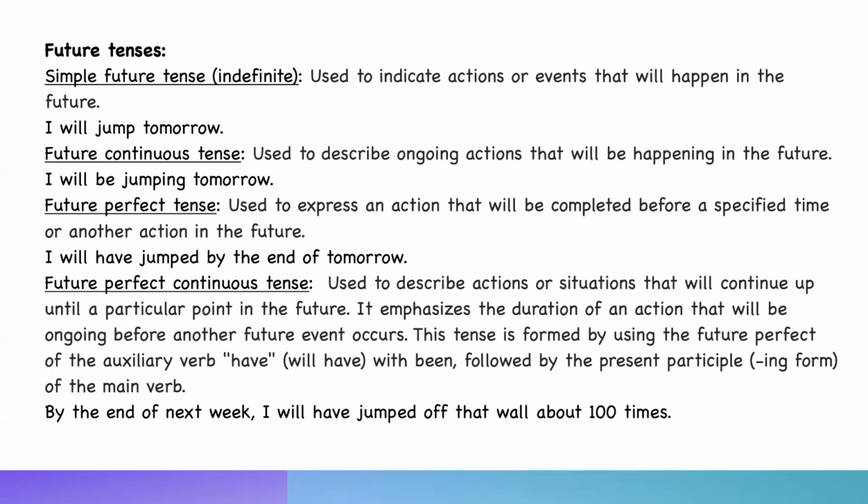Future perfect continuous tense is used to describe actions or situations that will continue up until a particular point in the future. It emphasises the duration of an action that will be ongoing before another future event occurs. This tense is formed by using the future perfect of the auxiliary verb have, that is, will have, with been, followed by the present participle ing form of the main verb. For example, by the end of next week, I will have jumped off that wall about 100 times.